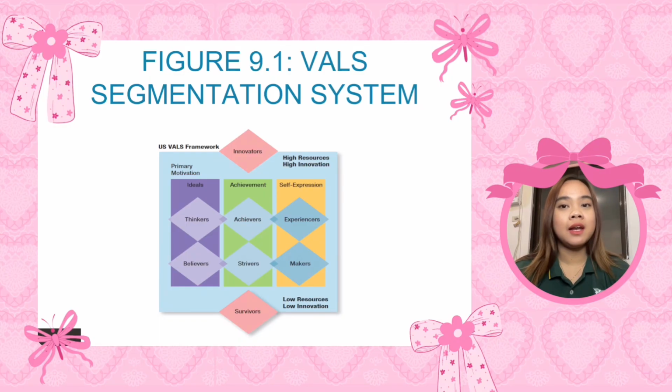Thinkers value knowledge, while believers prefer tradition. Achievers are success-driven, whereas strivers seek status with fewer resources. Experiencers crave adventure, and makers focus on hands-on creativity. At the bottom are survivors who prioritize security and basic needs. This system helps brands tailor their products and message to the right consumers.